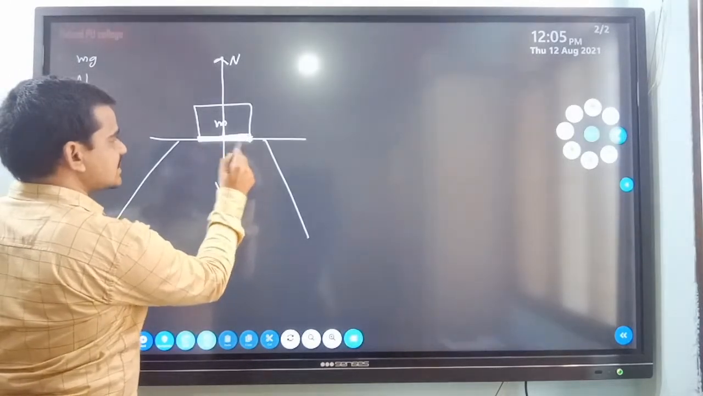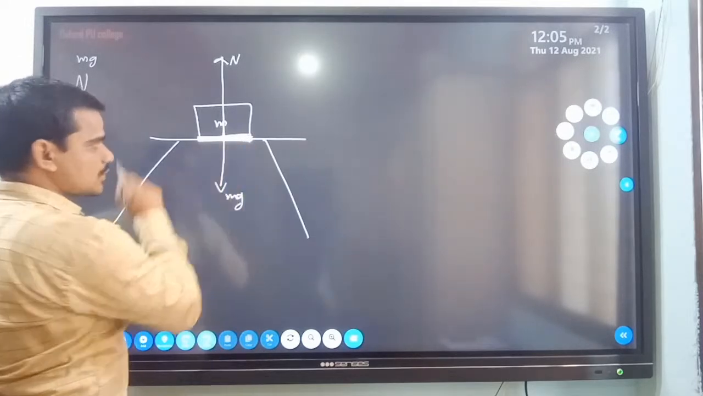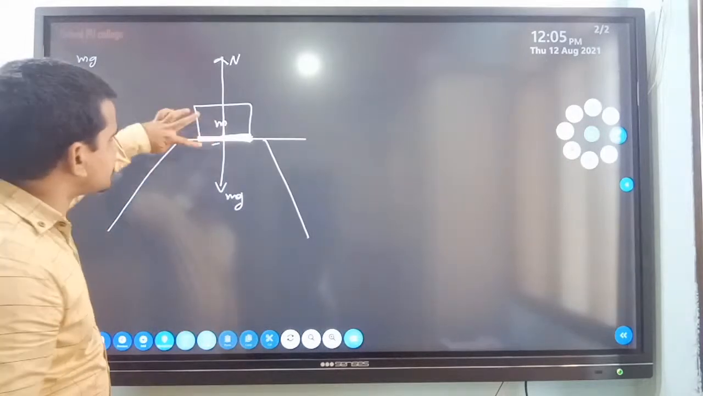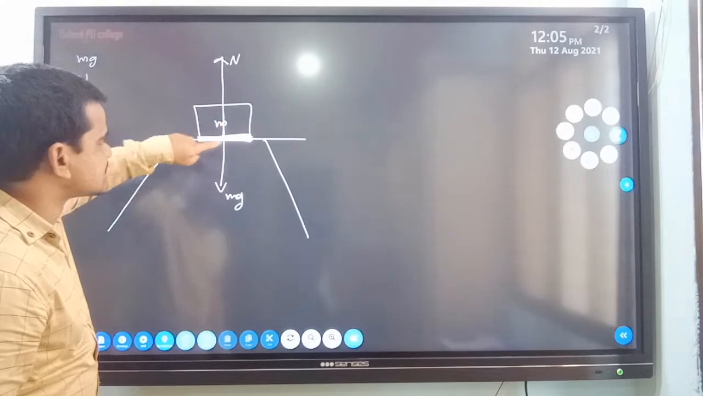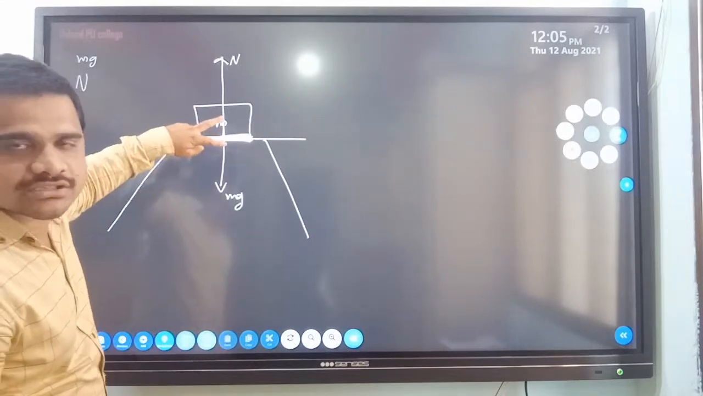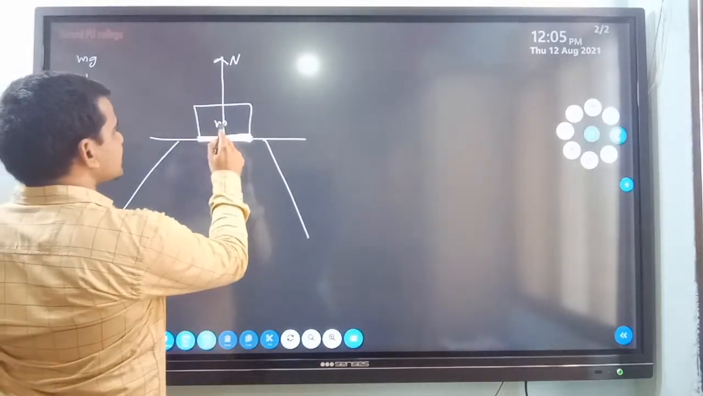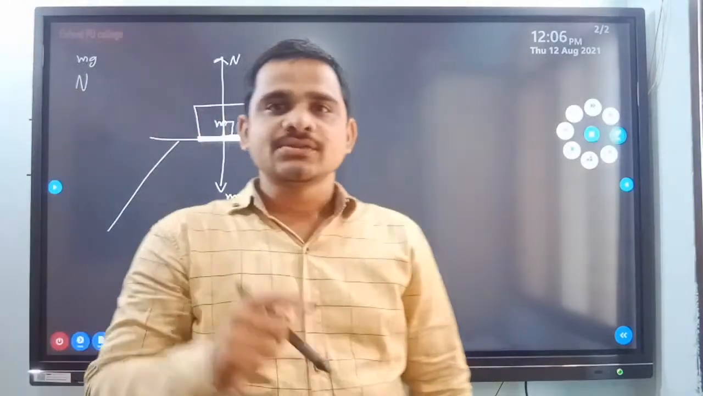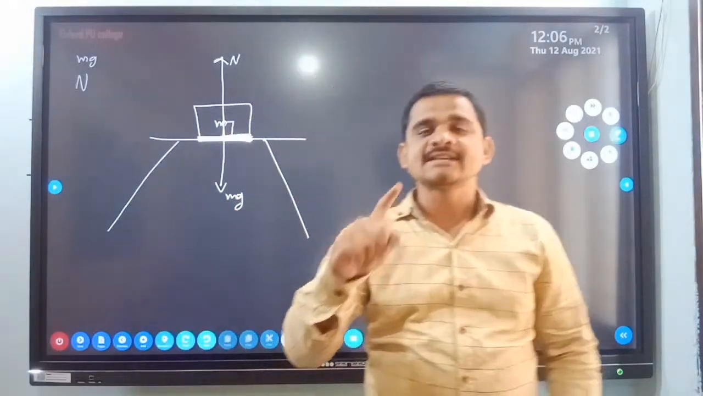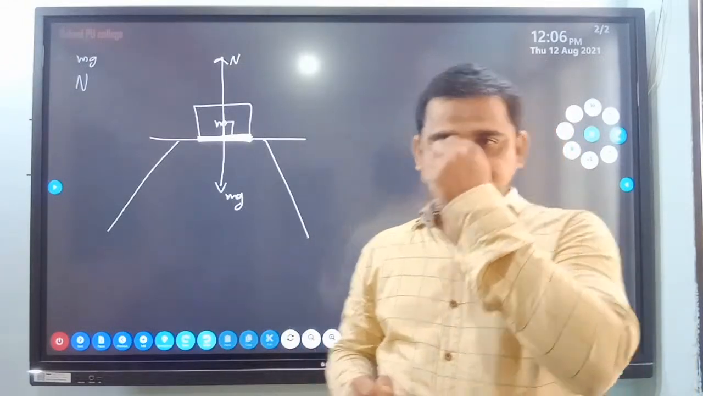In this area, these two surfaces are in contact here. This is a surface where the two bodies are in contact. For this surface, this normal reaction will be perpendicular, 90 degrees. The normal reaction acts perpendicular to the surfaces which are in contact.